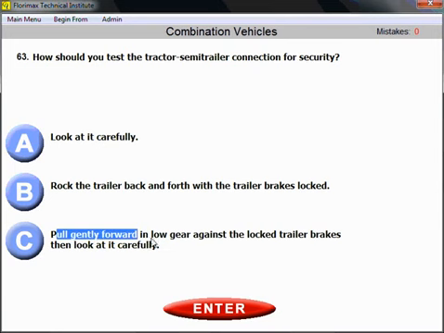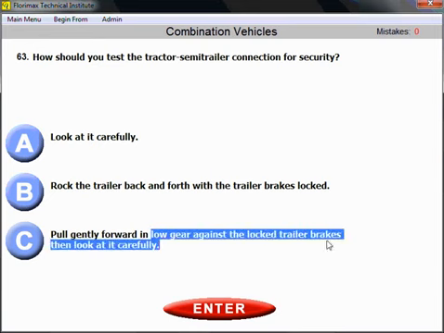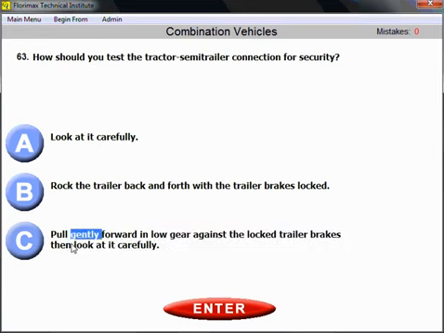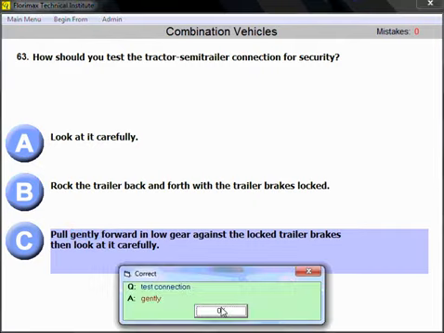Pull gently forward in low gear against the locked trailer brakes, then look at it carefully. The key is gently. That's how you check the connection. You pull gently and then look carefully.